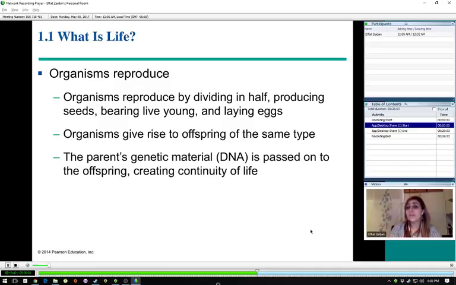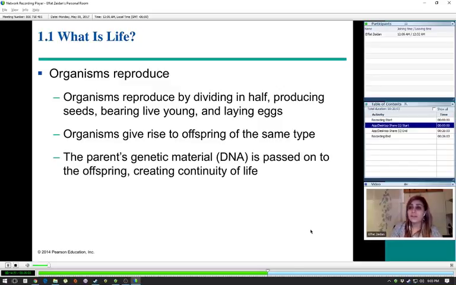We also reproduce. Organisms also reproduce, and they do that, in fact, by making sure that they give away their genetic material correctly. So they reproduce by dividing the cell in half, and these are the reproduction cells in specific, which we will talk about. They will divide that cell in half, producing seeds or laying eggs or bearing live young. So they do that by dividing the genetic material. They give rise to offspring that have the same type of genetic information as their parents, right, as their parents' genetic material.